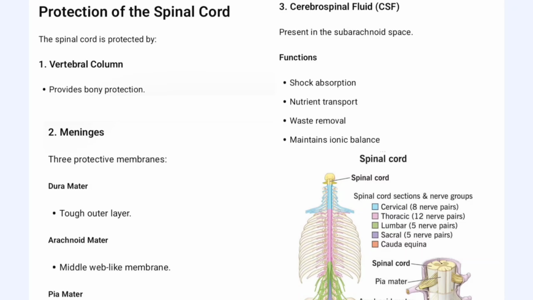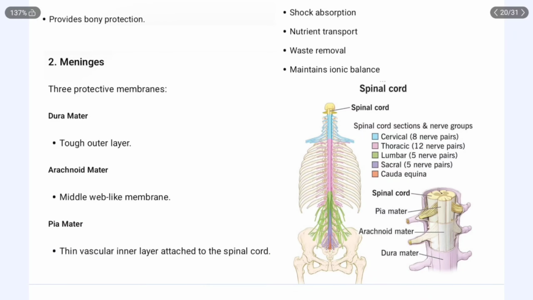Now, protection of the spinal cord. The spinal cord is protected by vertebral column. It provides bony protection. Then comes the meninges. Three protective membranes are there. At first, dura mater, which is the tough outer layer. Then arachnoid mater, which is middle wave-like membrane. And then pia mater, which is a thin vascular inner layer attached to the spinal cord.